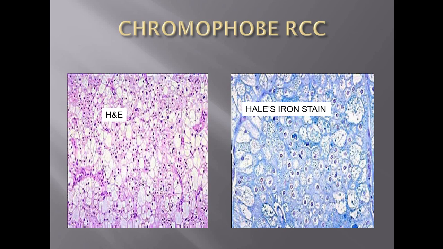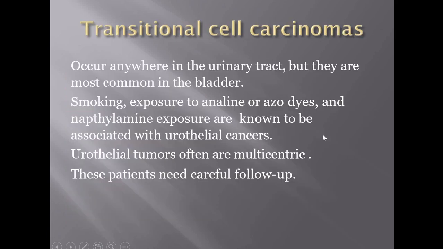CD10, which is positive in clear cell RCC, and here it will be positive for the Hale's colloidal iron stain. So you can see all the cytoplasm has picked it up and it stains differently. So those are the most common types of RCCs. Among these, please make sure that you know about the clear cell RCC and papillary RCC, the gross and the microscopy. The risk factors and everything remain common for all types of RCC.